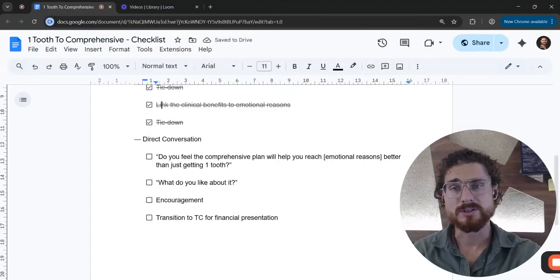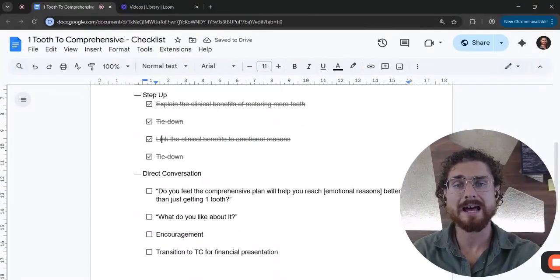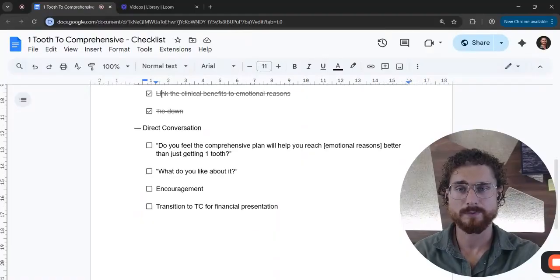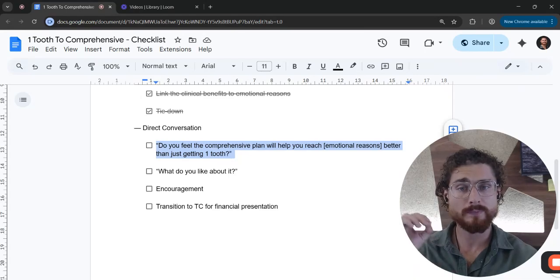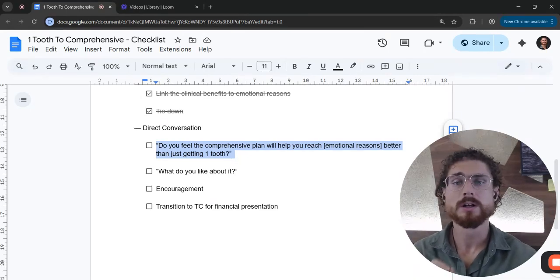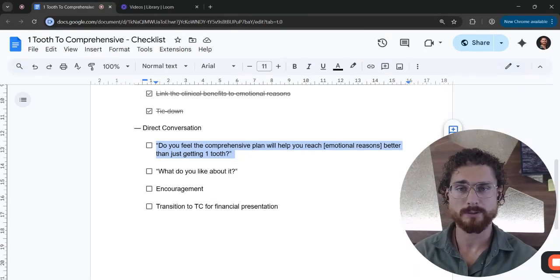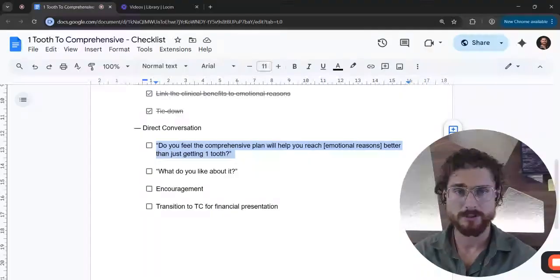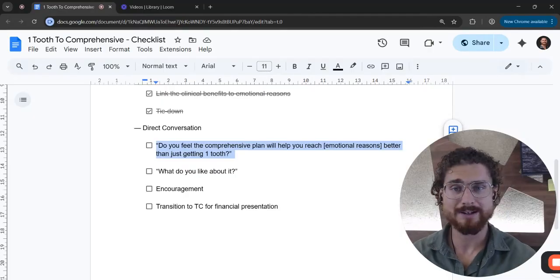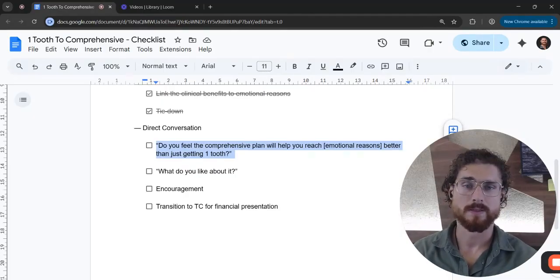Now, we've done the groundwork, right? We can have a more direct conversation. And this is the point where you ask them point blank, do you feel, and feel is the operative word there, do you feel like this more comprehensive treatment, so in the example we're using, do you feel like this orthodontic solution will help you reach your dating goals better than just teeth whitening?